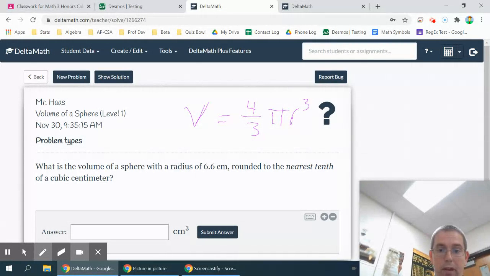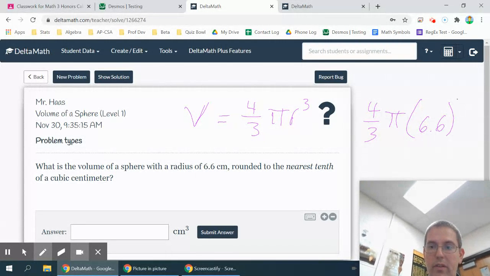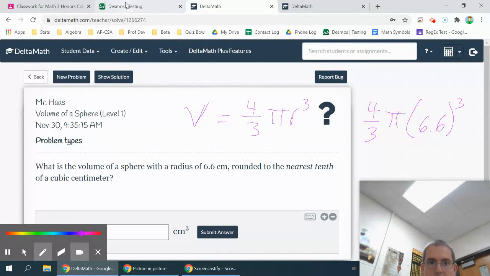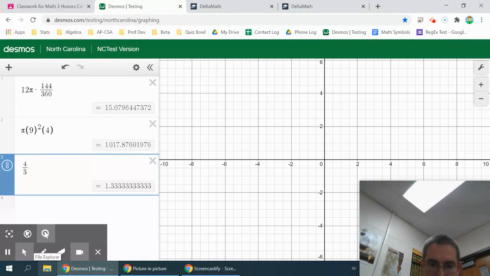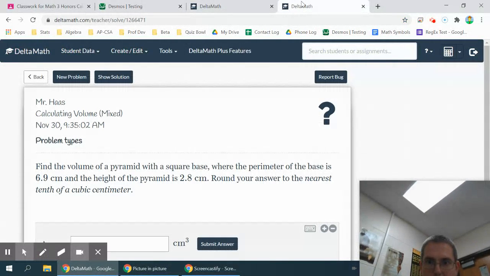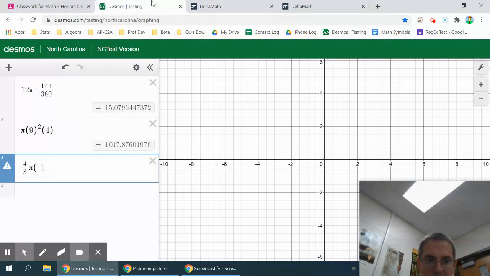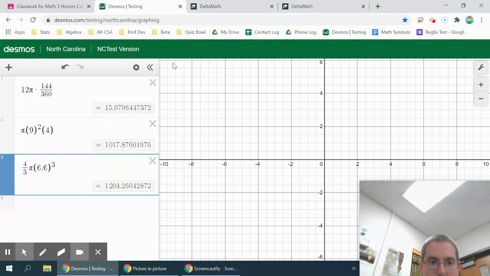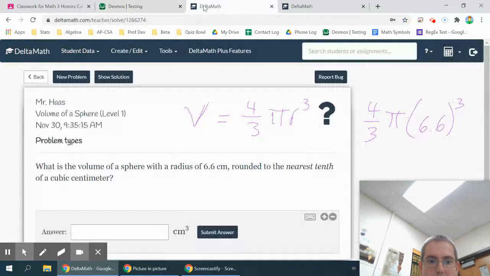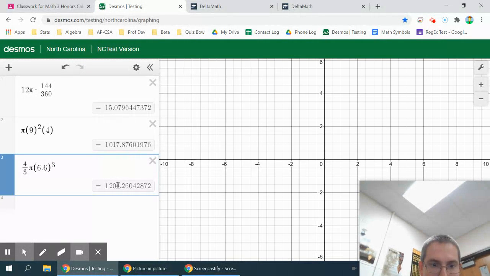So in this case, my radius is 6.6. So that's 4/3 pi times 6.6 to the third power. So we can try this. And sorry, it's 6.6 to the third power. And that gives you an answer of about 1204. It wants it in this case to the nearest tenth, so that would be 1204.3, because that 6 here would round that 2 up to a 3, so 1204.3.